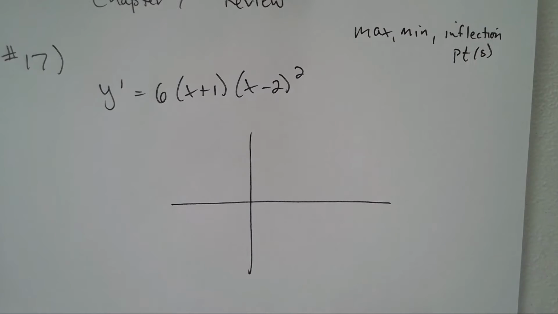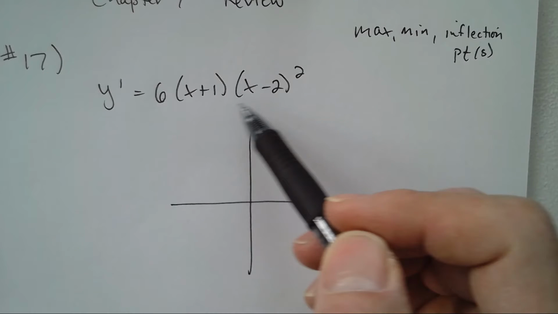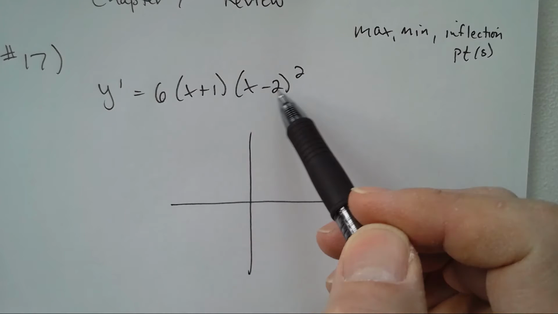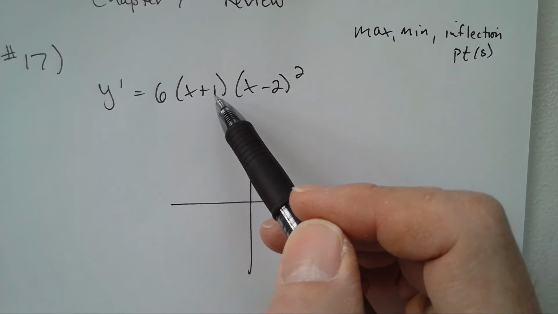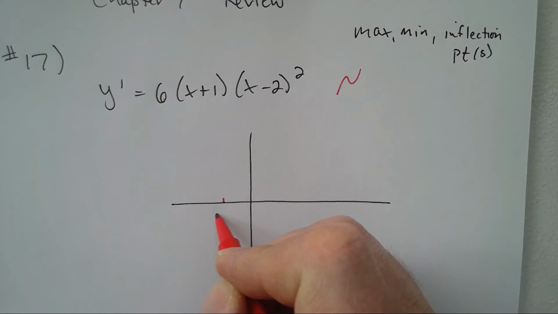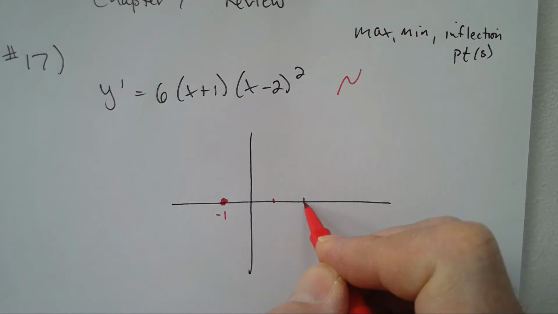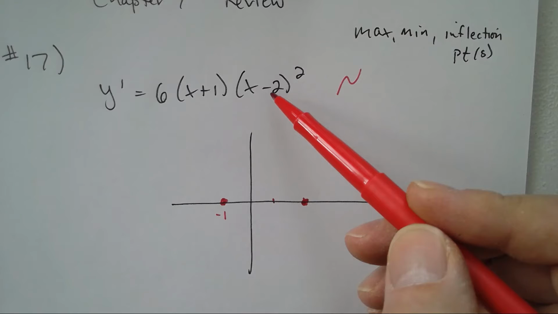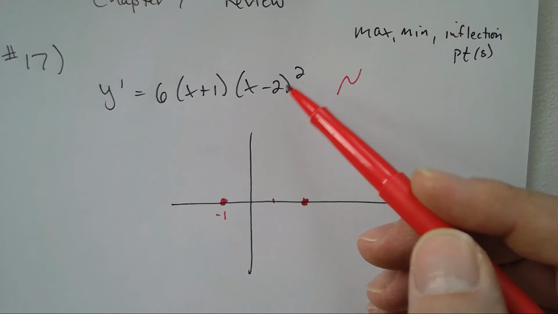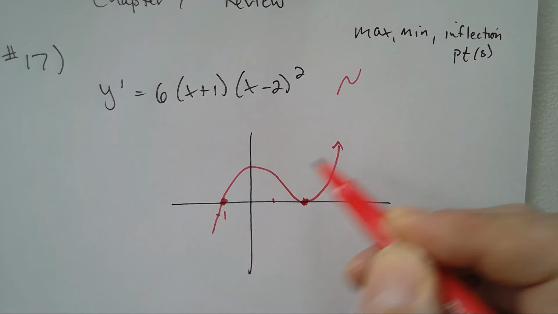So the 6 indicates that it's a positive leading coefficient. It's a cubic, it's the first degree and then 2 more degrees, so a positive cubic, which generally looks like that. It's got an x-intercept at -1 and an x-intercept at 2. And it's a double root at 2, so it's going to bounce off the x-axis at 2. So this is the shape of our derivative. So that's y prime.